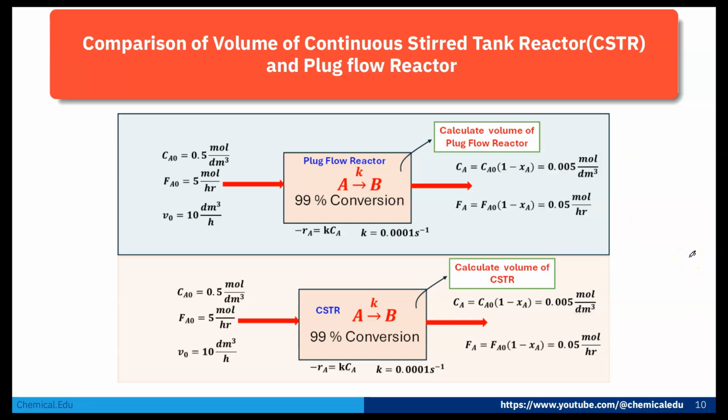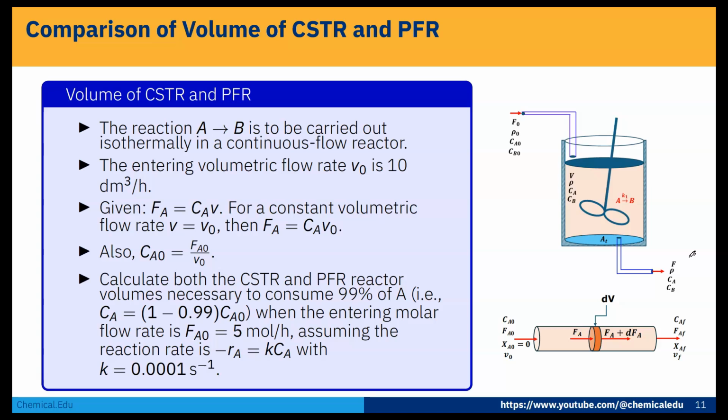Today I'll talk about the comparison of the volume of a continuous stirred tank reactor (CSTR) and a plug flow reactor (PFR). Now here is a problem statement. The reaction A to B is to be carried out isothermally in a continuous flow reactor. The entering volumetric flow rate V0 is 10 dm³ per hour.